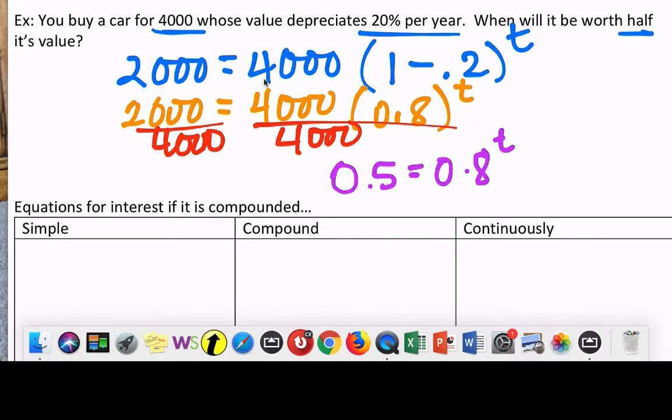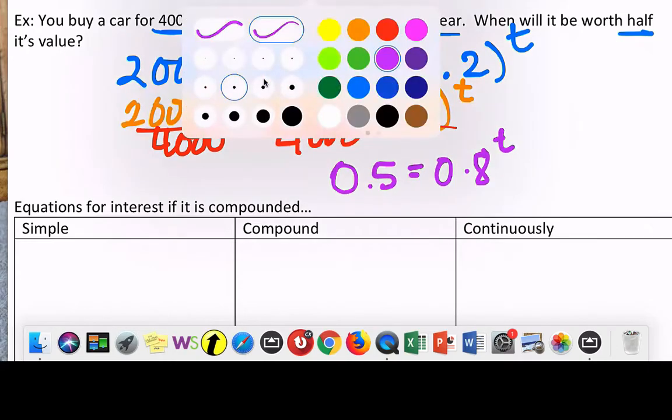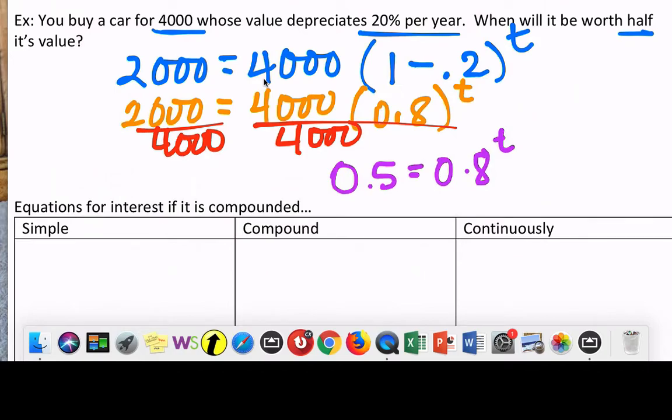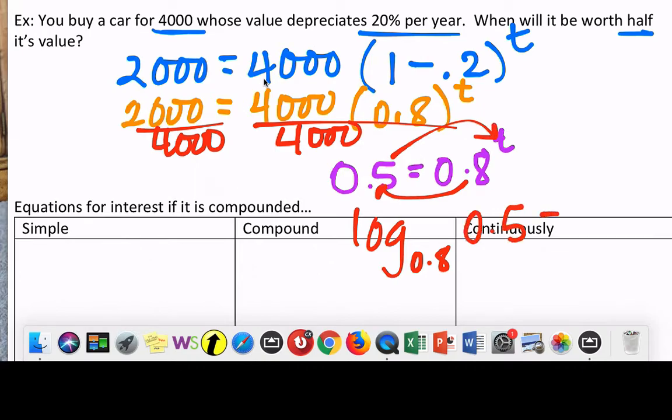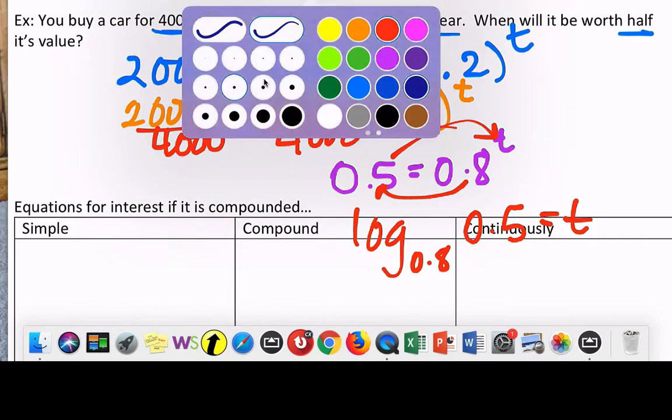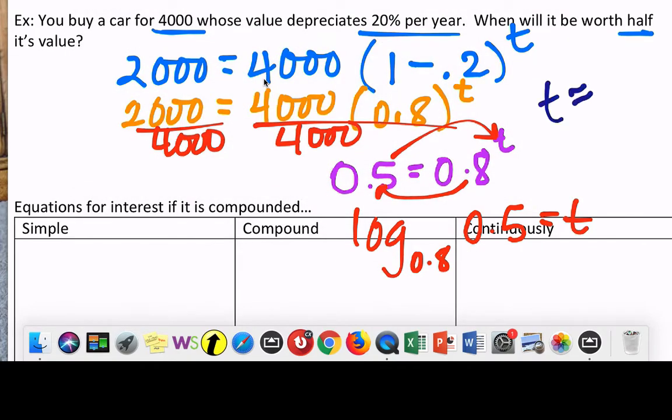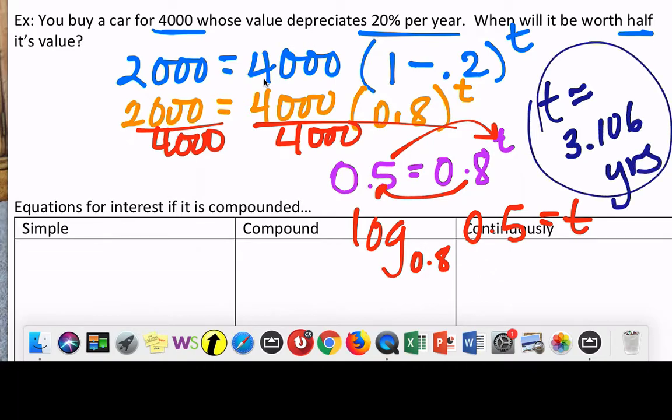You can use guess and check here, but if you use a log, the base of the log is the 0.8. So we're going to say log base 0.8 of 0.5 equals t. And now you can type that in your calculator. When you do that, it will give you the exact time, but then I'll round it, so I'll make it approximate. So we solve time is about 3.106 years for that car to be worth half of its value.